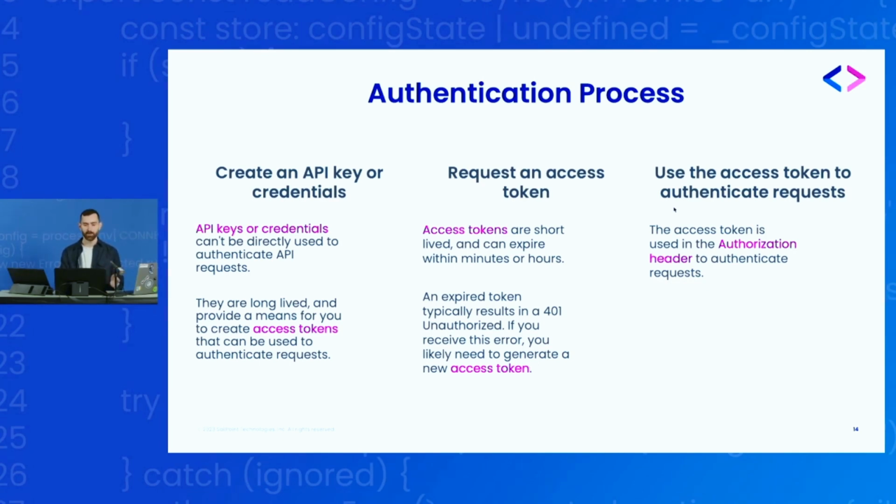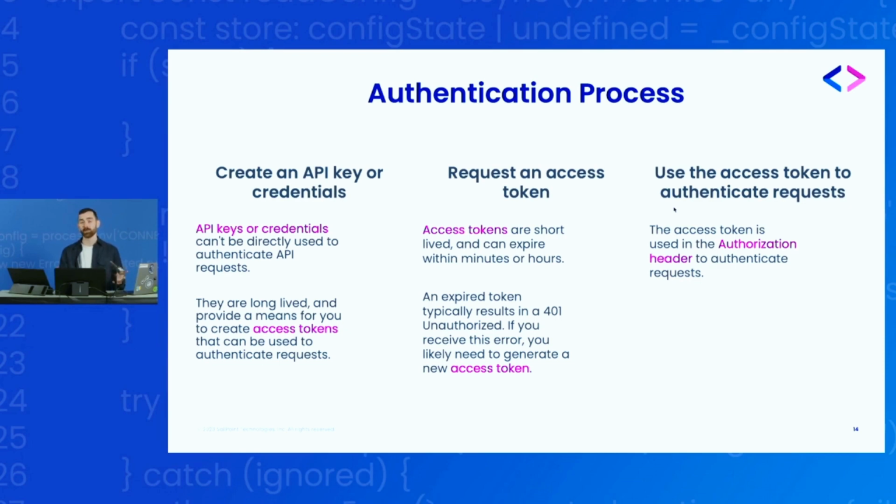First, you'll create an API key or credentials. These credentials can't be used directly to authenticate API requests. They are used on a special authentication endpoint to generate a token that you can then use to authenticate your requests. These credentials are long-lived, but they provide a means for you to create access tokens. So keep these credentials safe and secure, and after you have that, you can then request an access token.